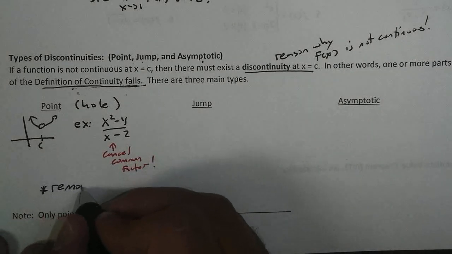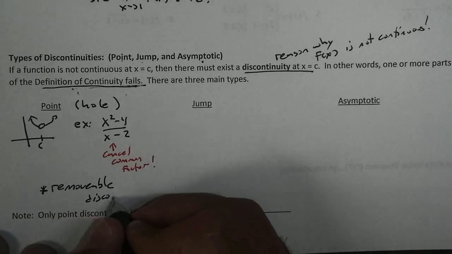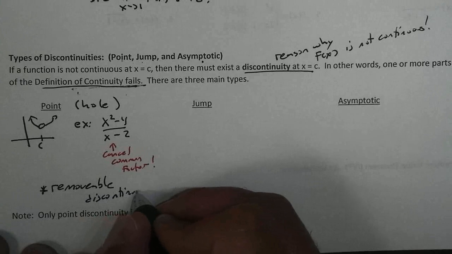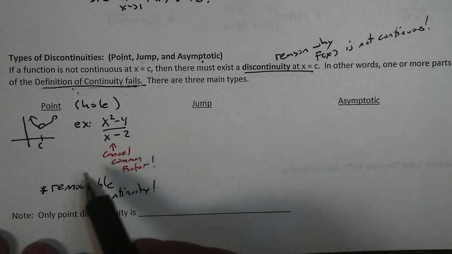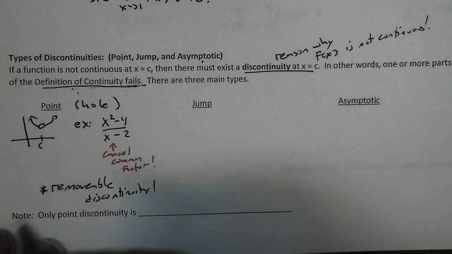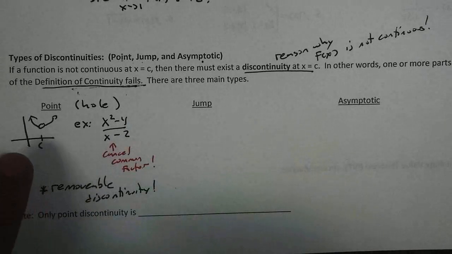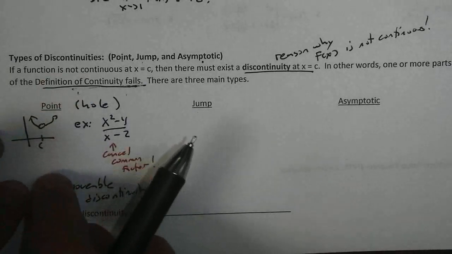It is a removable discontinuity. Matter of fact, a hole is sometimes referred to as a removable discontinuity. I can cancel something out. So the question is, well, which part of continuity here fails? I guess we'll talk about that in a second here.